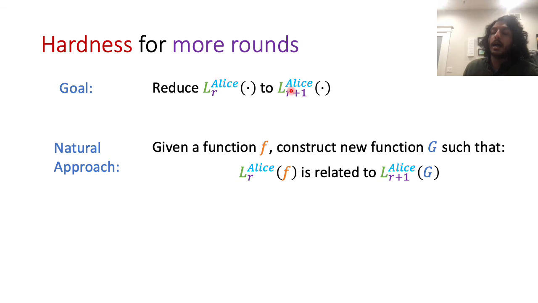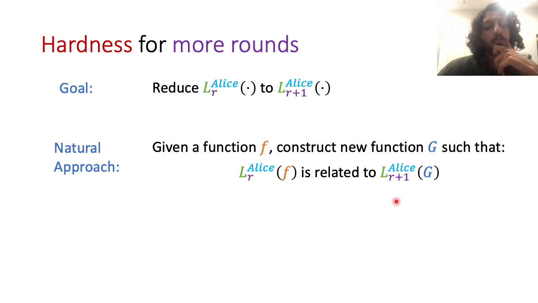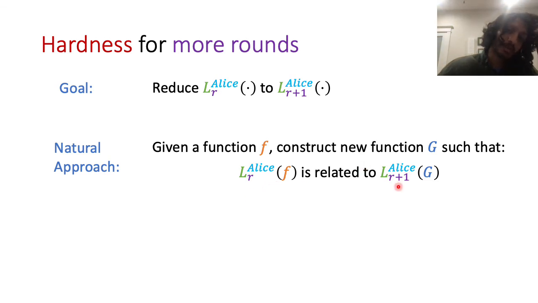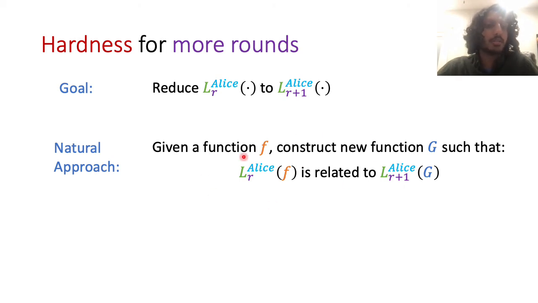Given some function f that we want to know the R round communication complexity of, let's construct some new function g that is related to f, such that the R+1 round complexity of g is somehow related to the R round complexity of f. And in that way, maybe we're able to compute this quantity using R+1 round communication complexity. So I think that's a natural approach, and if you were able to do this in a nice enough way, it would actually give some reduction from R rounds to R+1 rounds.